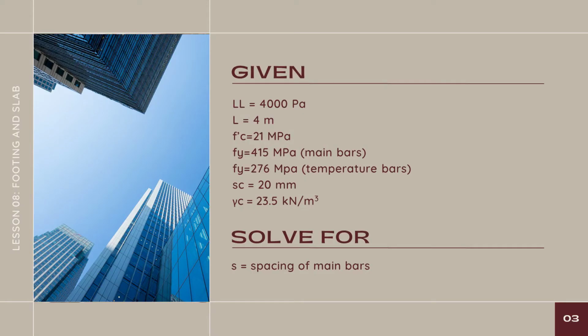Let us first determine the given values in the problem. We have live load, and that is 4,000 Pascal. The length of the slab is 4 meters. Regarding concrete, its compressive strength or f'c is 21 megapascal. For the steel, its yield strength or fy is 415 megapascal for main bars and 276 megapascal for temperature bars. The steel cover is 20 mm and the unit weight of concrete is 23.5 kilonewton per cubic meter. We are asked to find the spacing of the main bars.